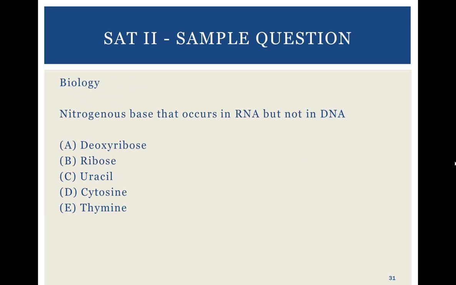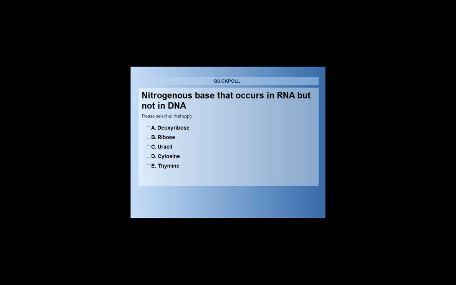As we've done previously, we're going to just jump right in with a poll and see what you guys think. We're going to give you a little test of biology, and I will tell you, I had to look the answer to this one up. I had no idea what it was. The nitrogenous base that occurs in RNA but not in DNA is deoxyribose, ribose, uracil, cytosine, or thymine.